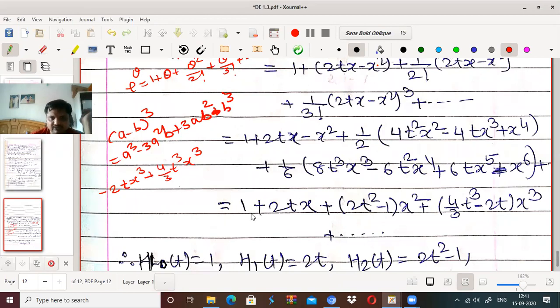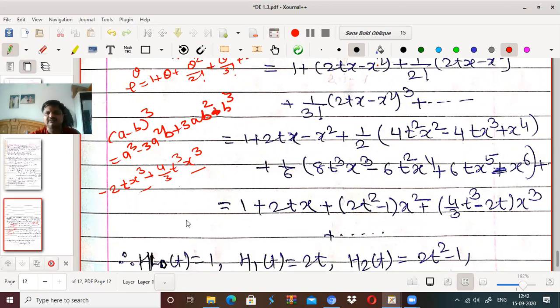So what you will get is 1 plus 2tx plus 2t square minus 1 into x square plus, now I will take x cube common from here and here, 4 by 3 t cube minus 2t into x cube plus so on. There will be many such terms. So this is in increasing power of x.